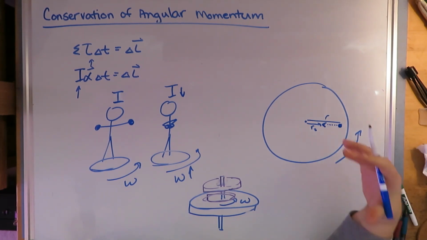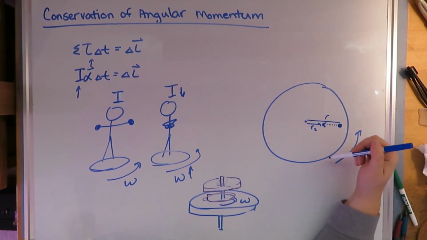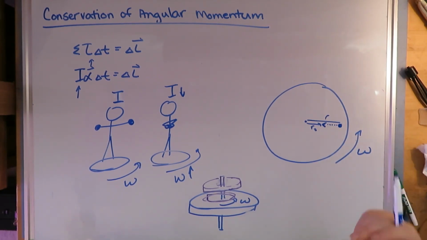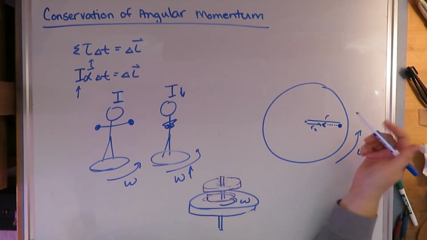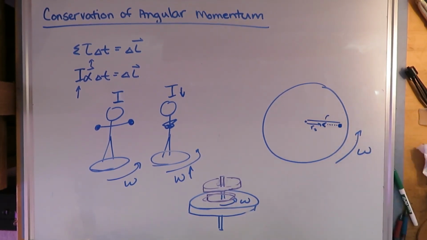Because the only forces are internal to you and the rotating platform, angular momentum is going to be conserved. So if you're decreasing your rotational inertia, the platform is going to have to speed up in order to maintain the same angular momentum.